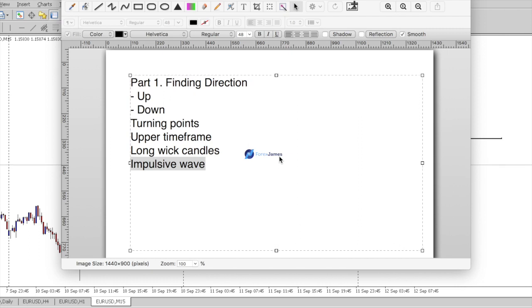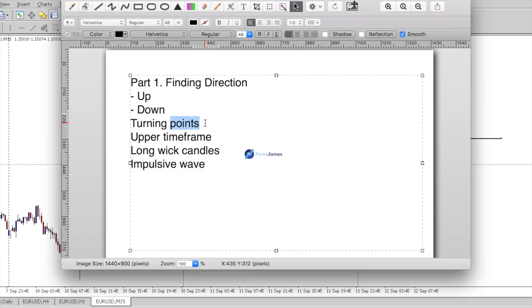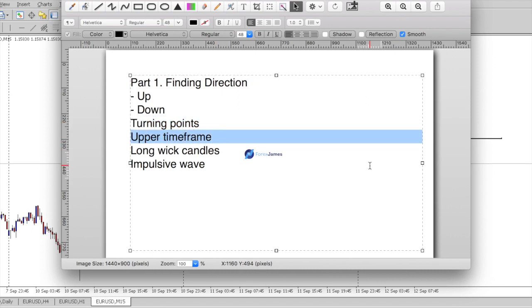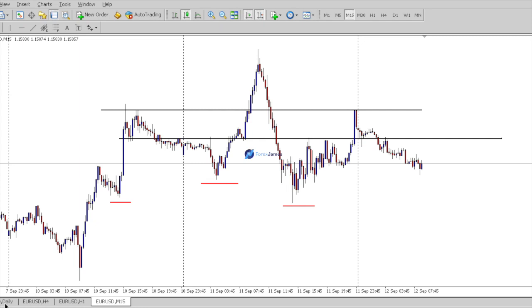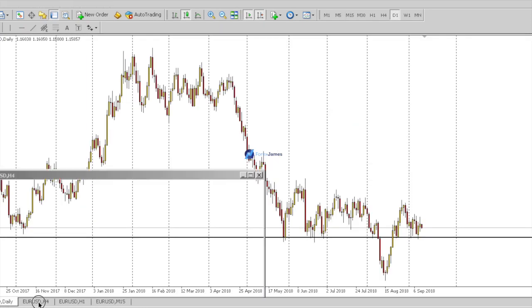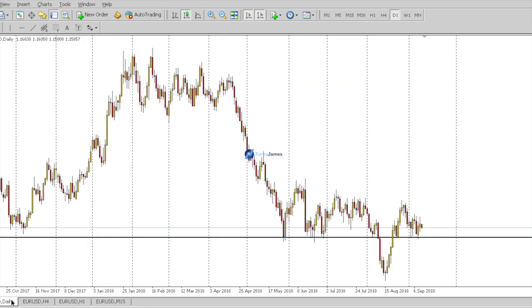So how do I do that? We learn to identify turning points in the market on the upper time frames. Let's jump to the charts. I would recommend using the daily or the H4, depending on your trading style. But the upper time frame always dictates the direction of the lower time frame. Keep that in mind.